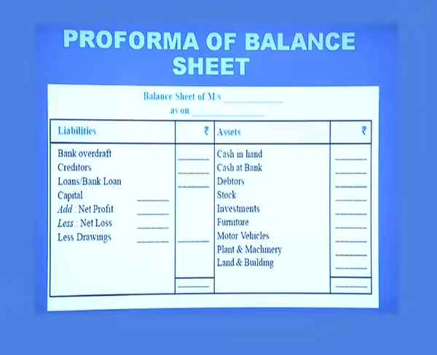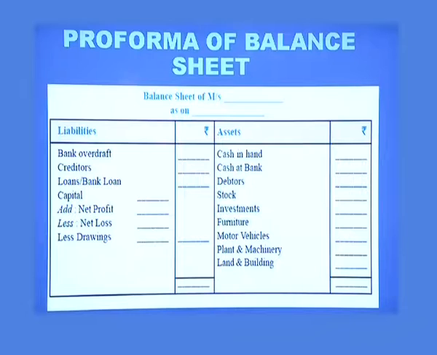Balance sheet is divided into two parts; here is the format. Under liabilities, you can include bank overdraft, creditors, loan, capital. The amount that is given in the question will be written in the inner column. Then along with that, you have to add the net profit, and if there is a net loss, you have to deduct the net loss, and if drawings are given, you have to deduct the drawings, and the remaining amount only will come in the outer column.